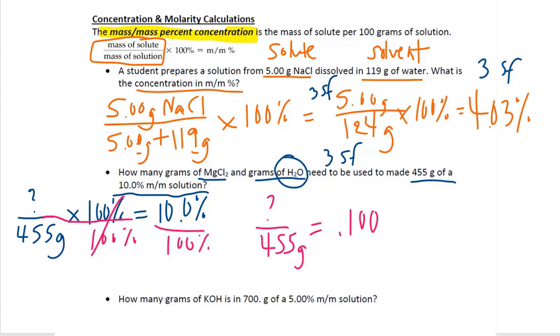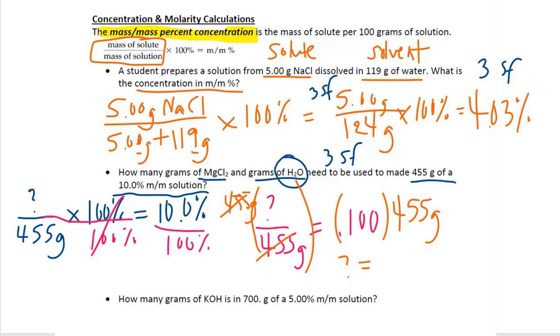To solve, we need to get rid of this denominator, so we're going to multiply both sides by 455 grams. Now that will let us, again, get rid of this. So then I get my question mark, my solute will be equal to 45.5 grams of magnesium chloride.